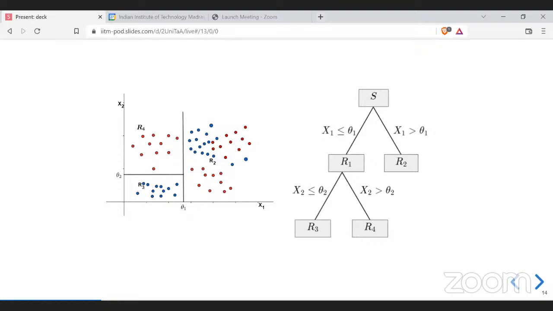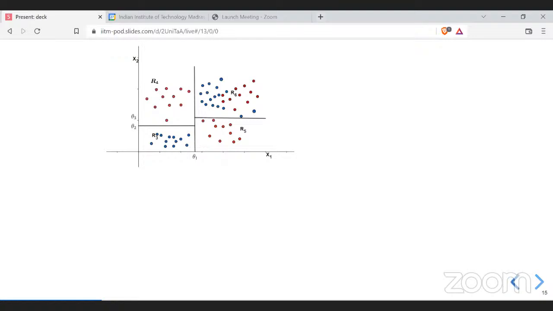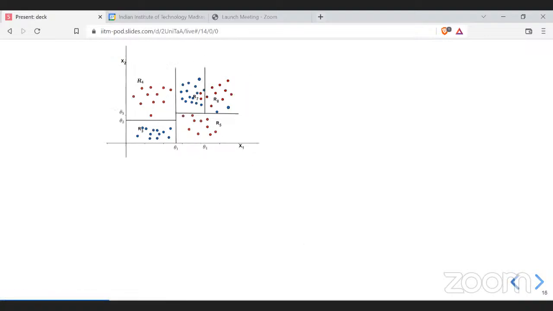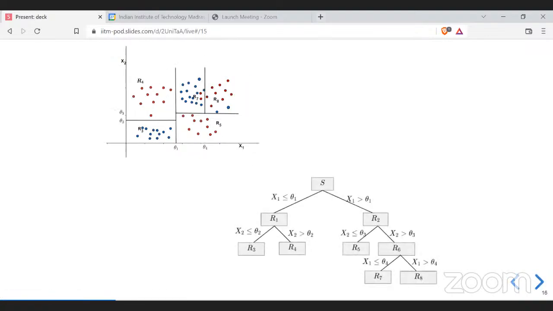Similarly, I can again divide the region R2 using the decision variable x2 and the threshold theta 3. Then again I divide the upper region as well using the decision variable x1, and in the end I get this kind of decision tree. So it is easy to make predictions and easy to understand, right?